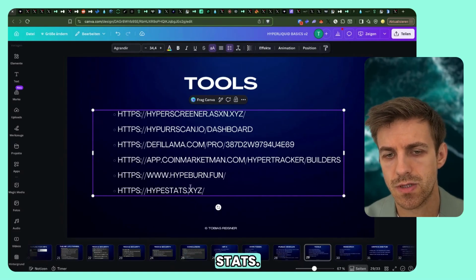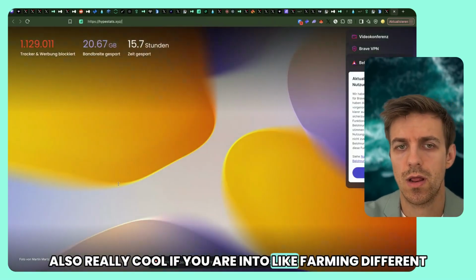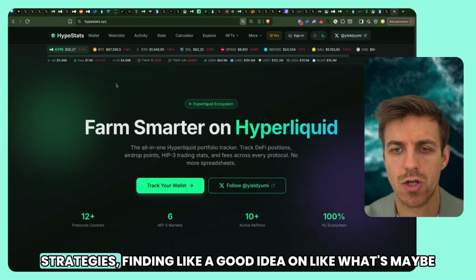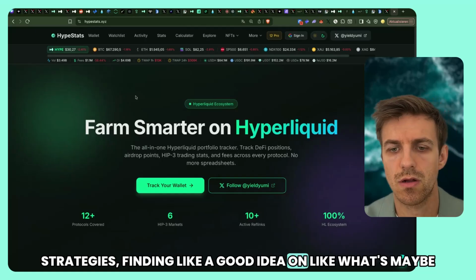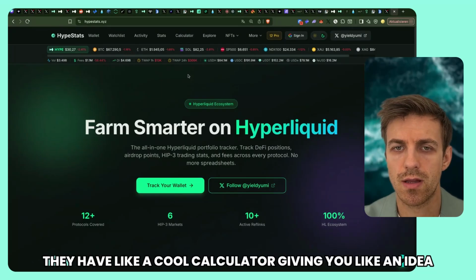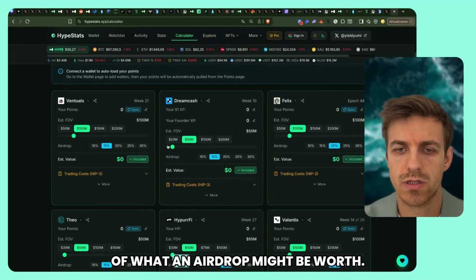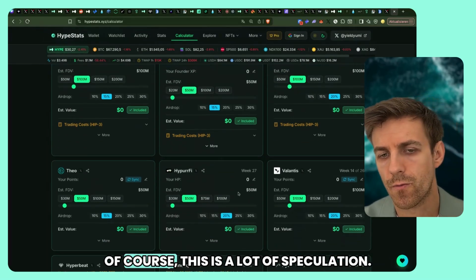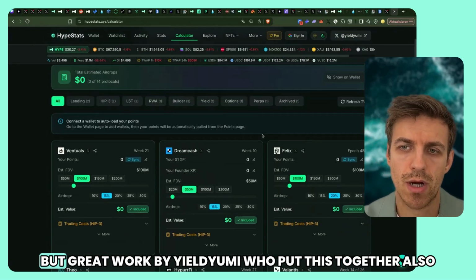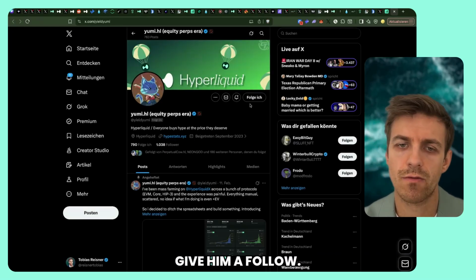And beyond that, yeah, I showed you the CoinMarketCap, HyperTracker for builders, Hype Burn Fun, and Hype Stats. Also really cool if you are into farming different strategies, finding a good idea on what's maybe worth it to farm and whatnot. You can explore that. They have a cool calculator giving you an idea of what an airdrop might be worth. Of course, this is a lot of speculation, but great work by Yield Yumi who put this together. Also give him a follow.